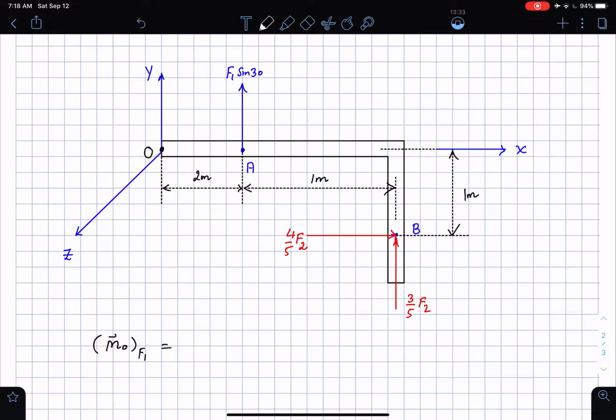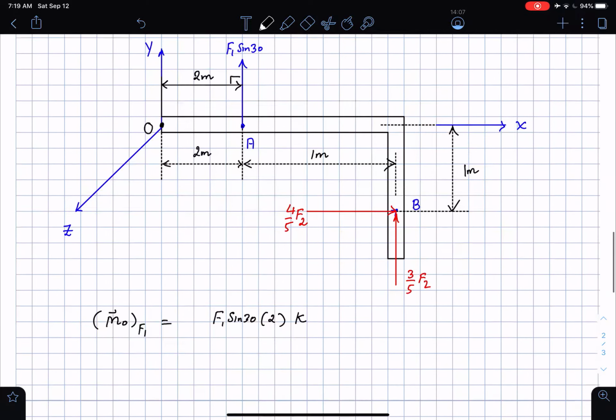So use the right hand rule. First of all, the magnitude: from the point O, draw a line that is parallel to the force F1 sine 30, then join them together by means of a nice smooth perpendicular line. So this distance is 2 meters, not drawn to scale, as you see, which means this is going to be F1 sine 30 times 2. But what is the direction? Use the right hand rule, fingers of your right hand aligned with the force, turn the fingers, your palm facing the point of interest. This is going to be in the positive k direction.